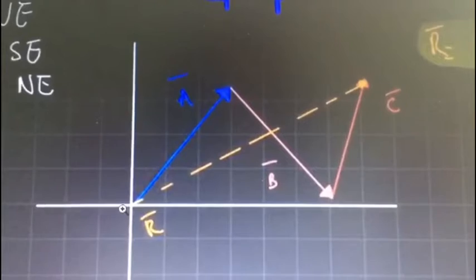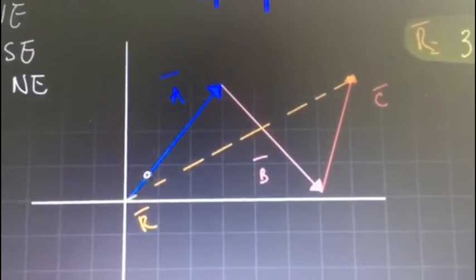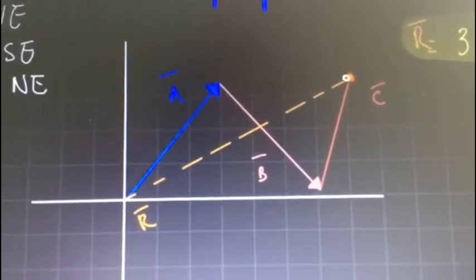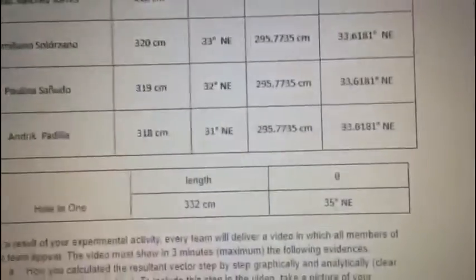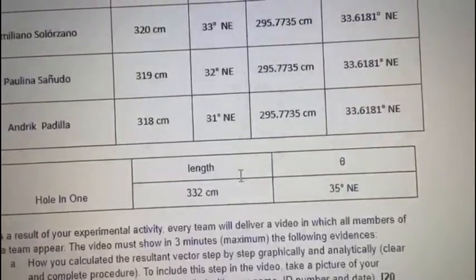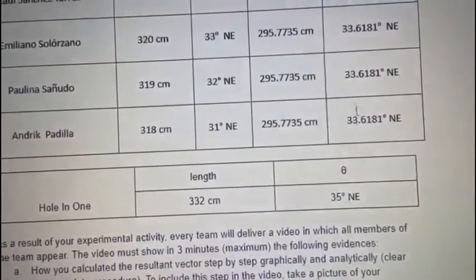So the resultant vector that we measured was the displacement from the initial point to the third hole that we made in the Minigolf, and this was a little bit different than what Andrik measured, but it was really close. Finally, we were able to meet the objectives of this practice, which were to construct a 3-shot Minigolf, also to measure a hole-in-one. This would be finally our resultant vector, which we also had thanks to our analytical and graphical method.